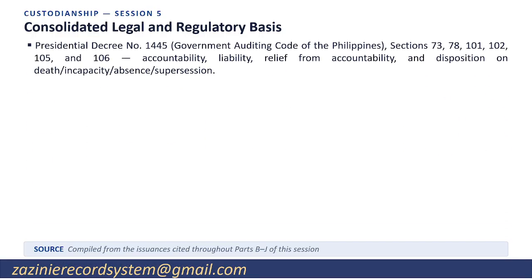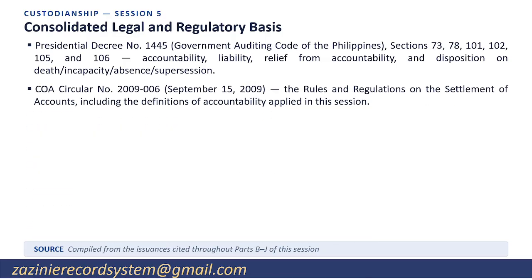Presidential Decree No. 1445, Government Auditing Code of the Philippines, Sections 73, 78, 101, 102, 105, and 106, Accountability, Liability, Relief from Accountability, and Disposition on Death or Incapacity or Absence or Supersession. Commission on Audit Circular No.